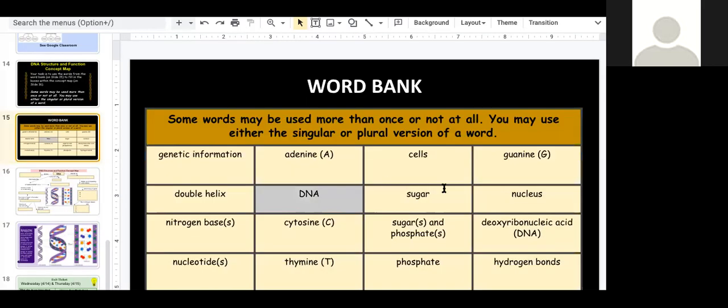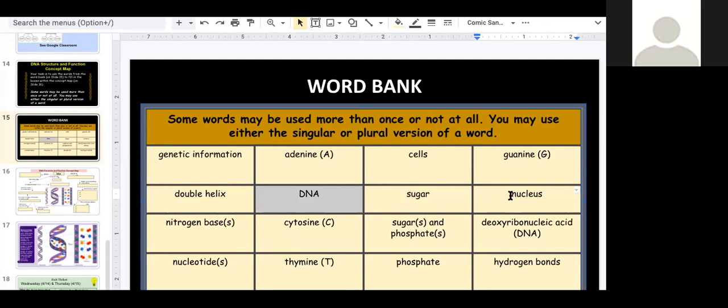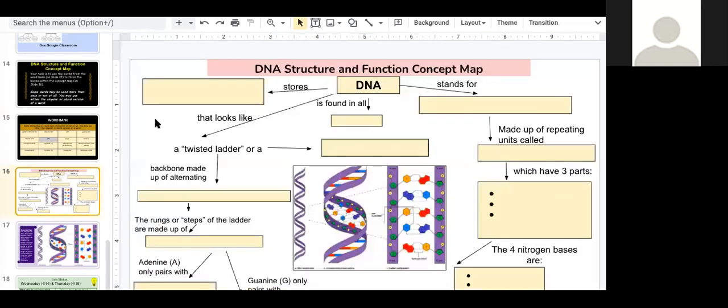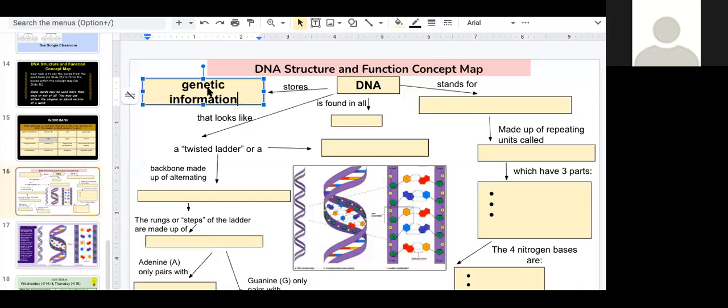So DNA stores, well, what does it store? Does it store a nucleus? No, DNA is stored in the nucleus, so it can't be this. We didn't really learn about hydrogen bonds. It doesn't store phosphate, but this one looks right. Genetic information. So I can highlight this, copy, and then paste it into here. It stores genetic information. DNA, right? What does it look like?